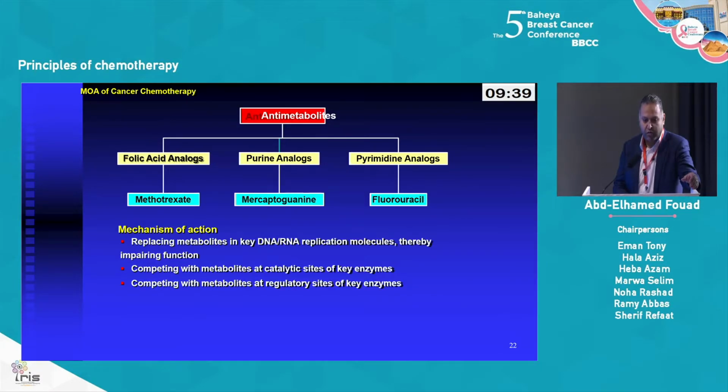Antimetabolites include folic acid analogs, purine analogs, and pyrimidine analogs, like methotrexate and fluorouracil, which are famous examples. They replace metabolites in the key DNA and RNA replication molecules, leading to impaired function inside the malignant cells. They compete with metabolites at the catalytic sites and regulatory sites of the key enzymes.